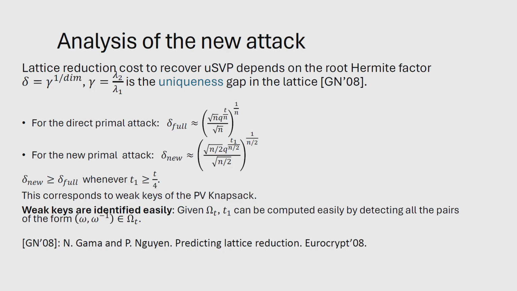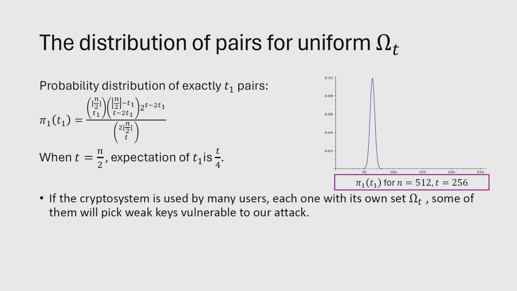One thing to note here is, given this capital Omega T, you don't need to run the lattice reduction experiment first. You can just check the number of pairs that have arrived in the set by computing T1 using all the pairs that have formed little omega and little omega inverse in the set. So weak keys are identified easily. Given an instance of the PV knapsack problem, the adversary knows exactly whether this is a weak instance or not.